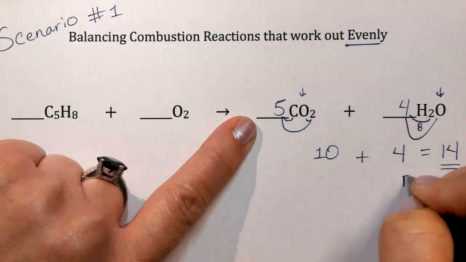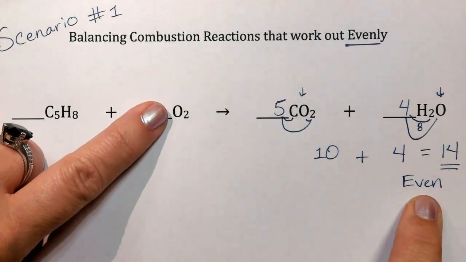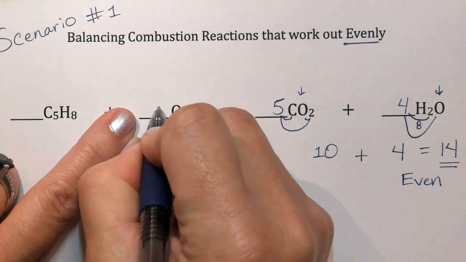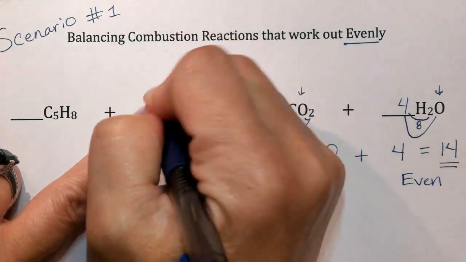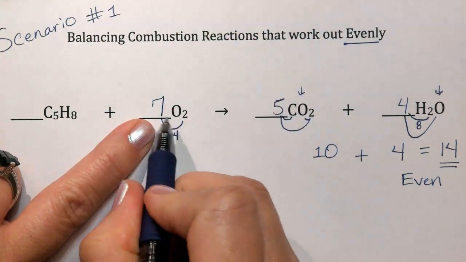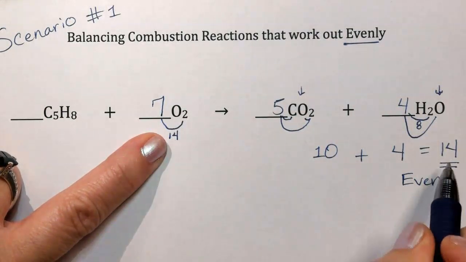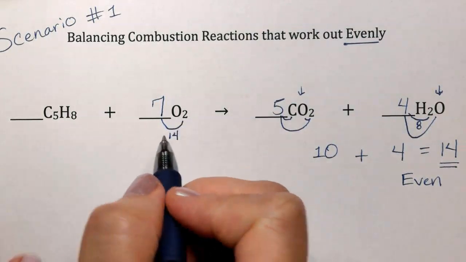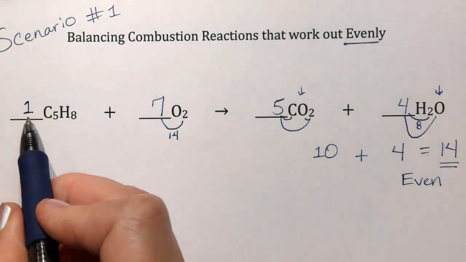This, luckily, is an even number of oxygens, which means that over here, I need 2 times whatever this number is to equal 14. So 2 times 7 will equal 14, so that I have 14 oxygens on the left to balance with the 14 oxygens that we added up on the right-hand side. And now this equation is balanced, with this being an understood 1.